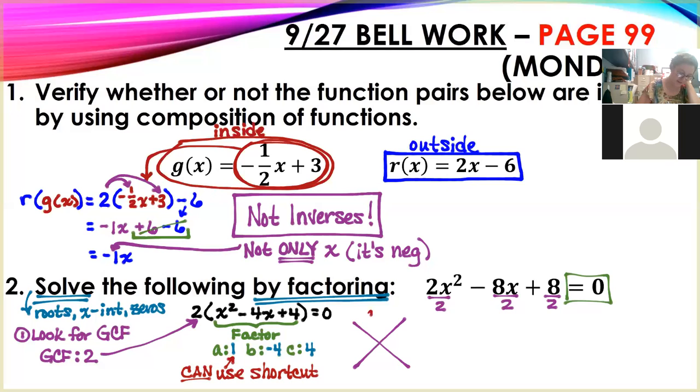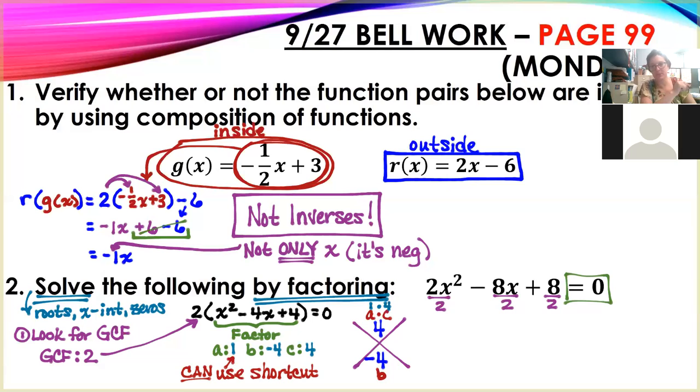We're going to multiply the values for A and C together up on the top. So I'm multiplying 1 and 4 together. That gives me a +4 up there. My B value, which goes on the bottom, is -4. So I need two numbers that when I multiply them, I get +4, and when I add them, I get -4. What two numbers are going to do that?